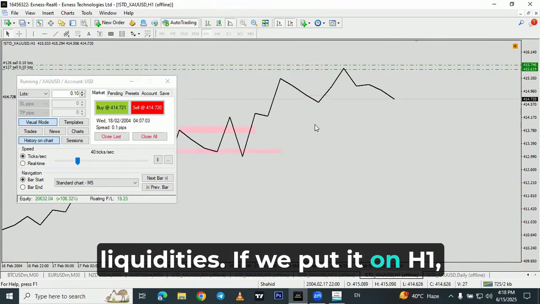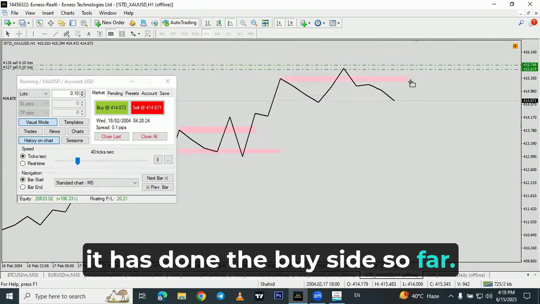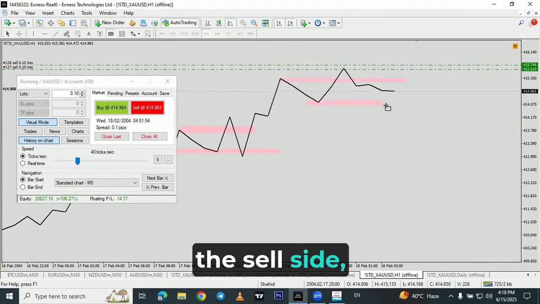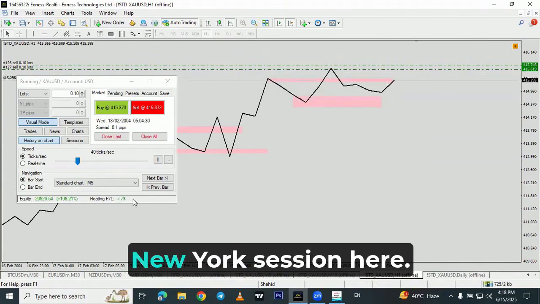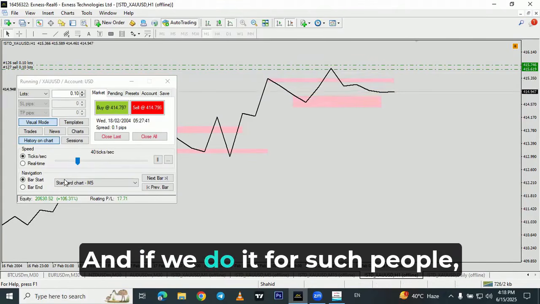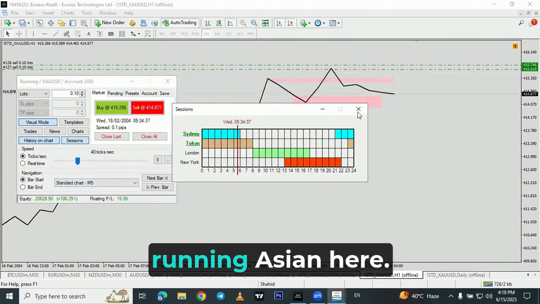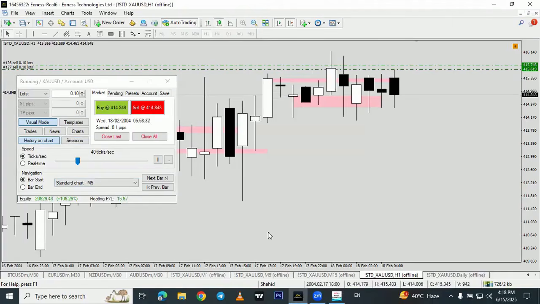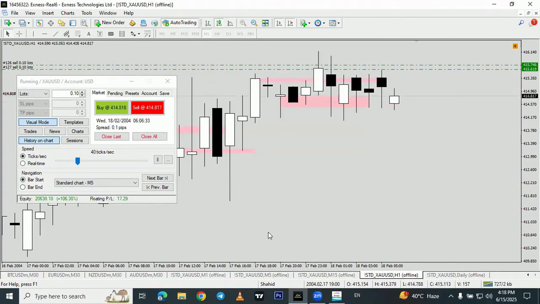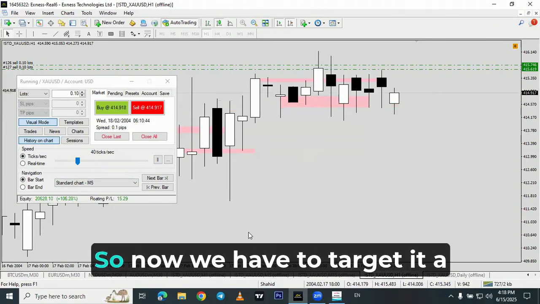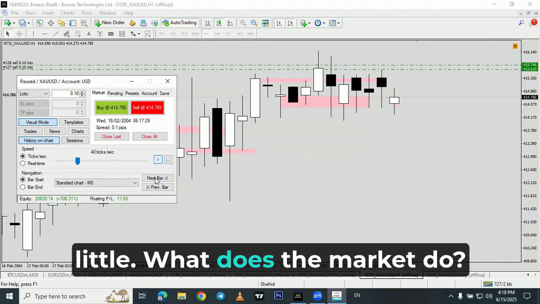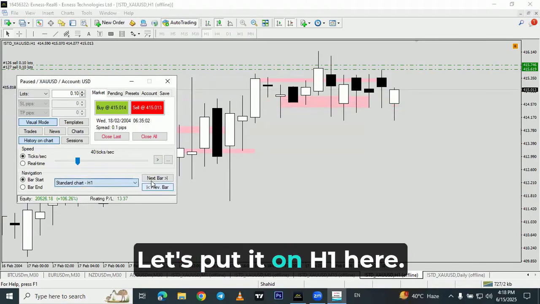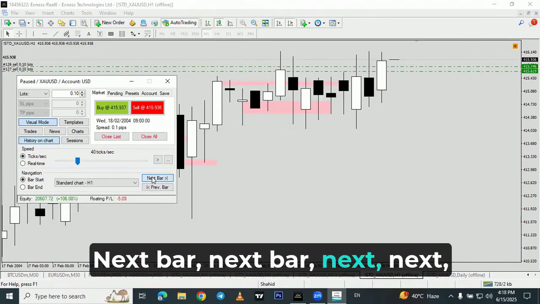If we put it on H1, it has done the buy side so far. It is pending to do the sell side, which can also be done in the New York session here. And the session is still running Asian here. Look here, our session is still running Asian. So now we have to target it a little. What does the market do? Let's put it on H1 here.